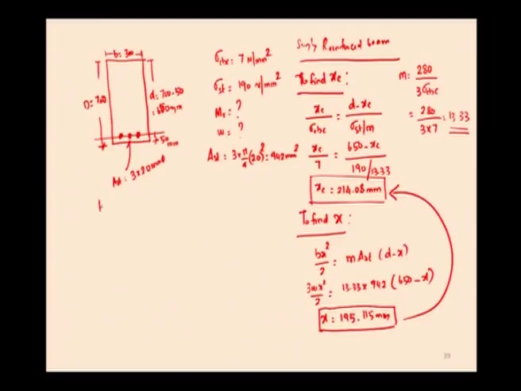So, after finding x, we need to compare x with xc. Here x is less than xc, so it is an under reinforced section.